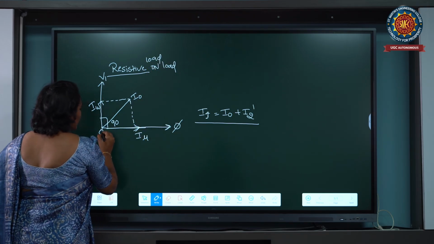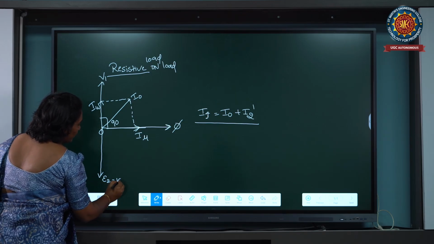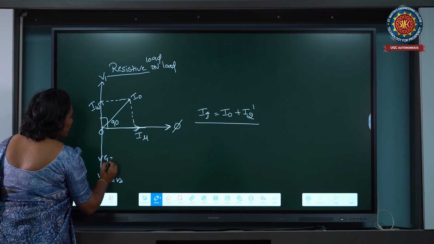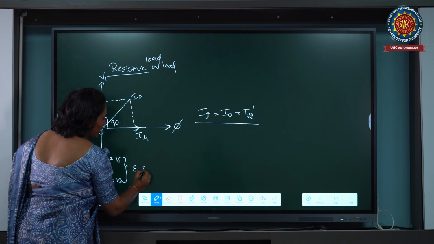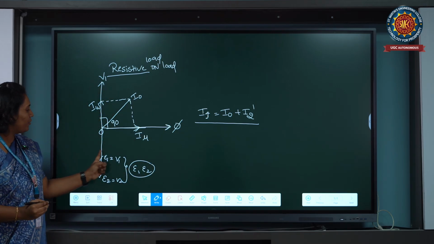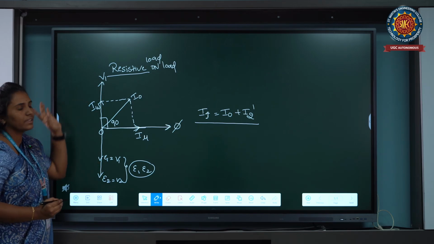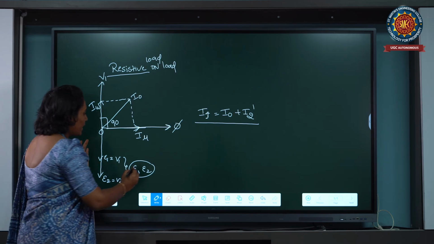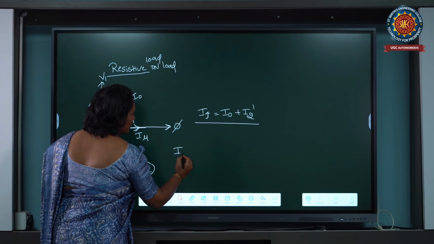here the EMFs E1 and E2 are these. E2 is equal to V2, and E1 is equal to V1. Both EMFs E1 and E2 are in phase with each other, and both are in anti-phase with the supply voltage. Next we'll discuss the resistive load.